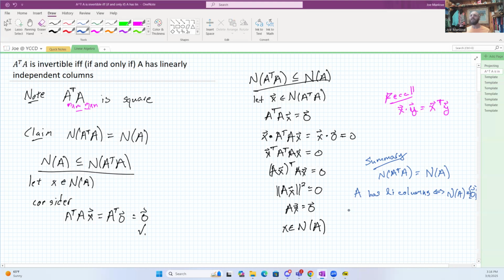And because I know that these two null spaces are equal, A having linearly independent columns is the same thing as the null space of A transpose A only being the zero vector. And that then means that A having linearly independent columns is the same thing as A transpose A being invertible.